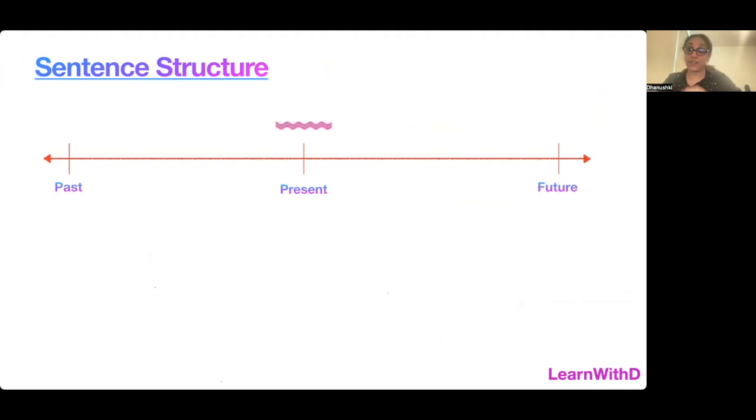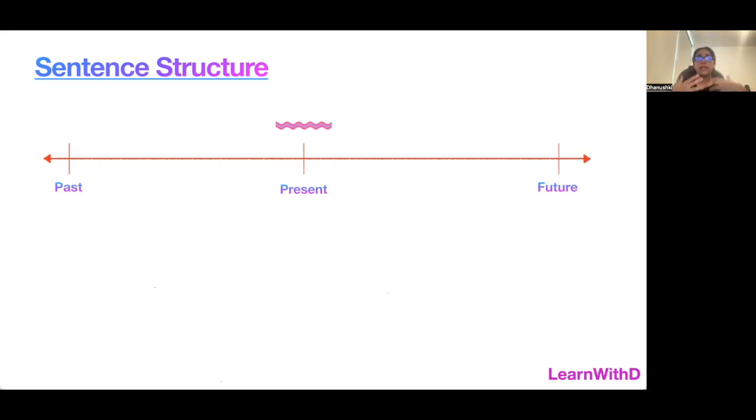Wow, this is a little different to my other videos, right? Okay, so take a look at this. So why do we have a curvy line instead of a cross, which I usually use? Because the curvy line shows that it is happening at this moment. The action is happening at this moment. The action has started before now, and it is happening right now, and may continue in the future.